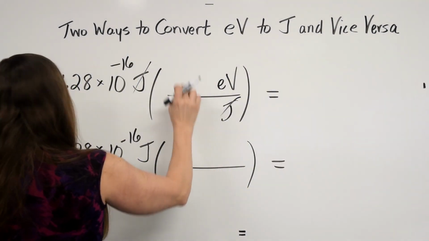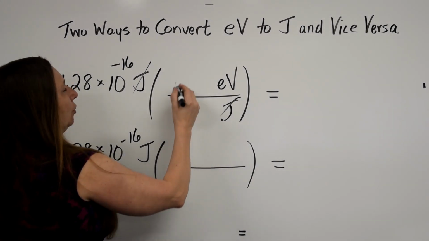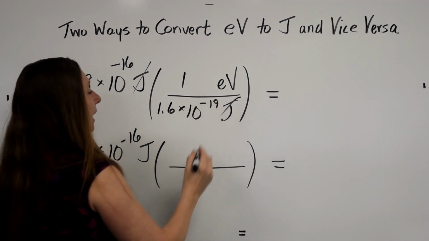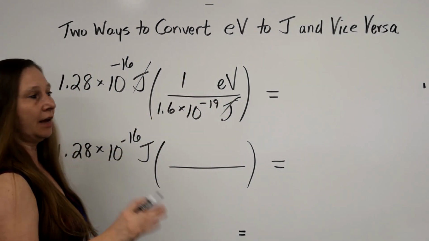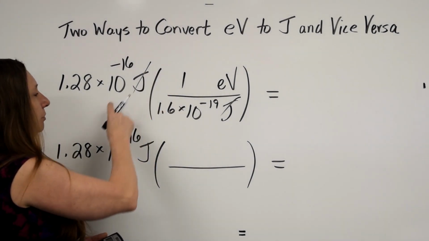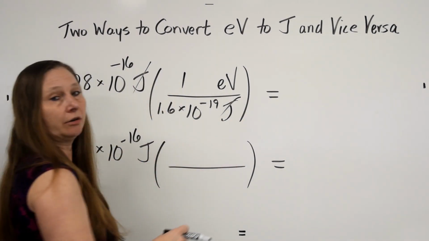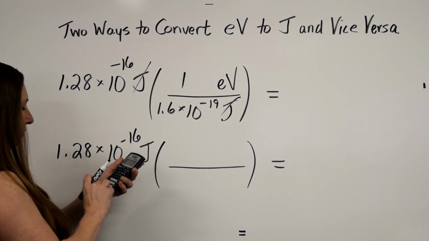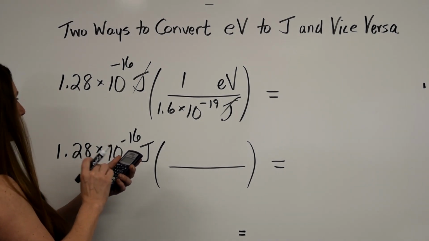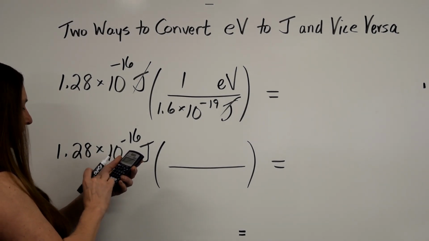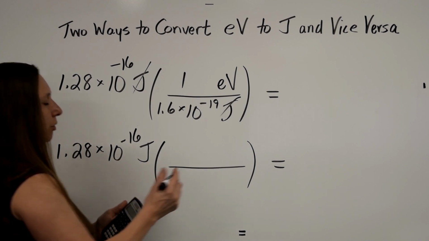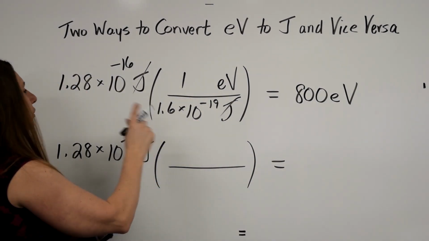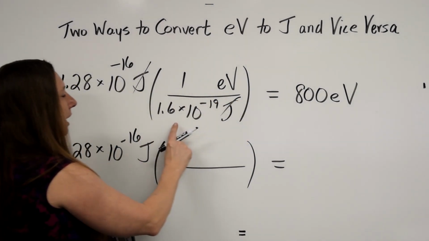We still need two things that equal each other here. We know that 1 electron volt is equal to 1.6 times 10 to the negative 19 joules. Inside the parentheses have to equal each other. Now remember, you never cross multiply because the equal sign is over here. You don't cross multiply when you're doing the factor-label method. All right, so 1.28 times 10 to the negative 16 divided by 1.6 times 10 to the negative 19 equals 800 electron volts. This is on the bottom, so it's this number divided by that number.